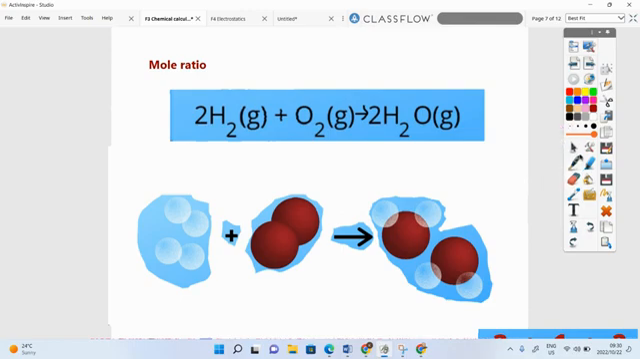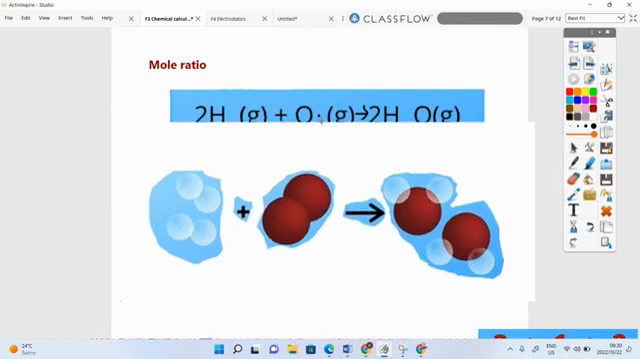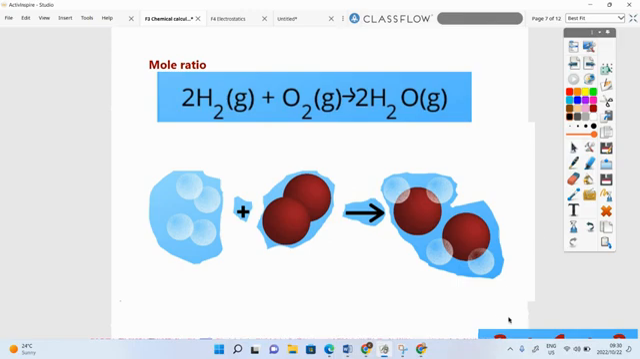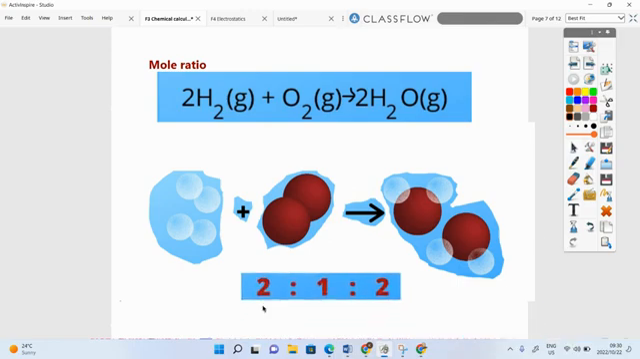Okay, but because you're all grown up now and you're not in grade 8 anymore, you know that this is actually a mole ratio. So it means 2 moles, or 20 will react with 10, will give 20. So it doesn't matter if it's moles or what it is, but it's particles. So it's 2 moles of this will react with 1 mole of that, and will form 2 moles of that. Still with me?